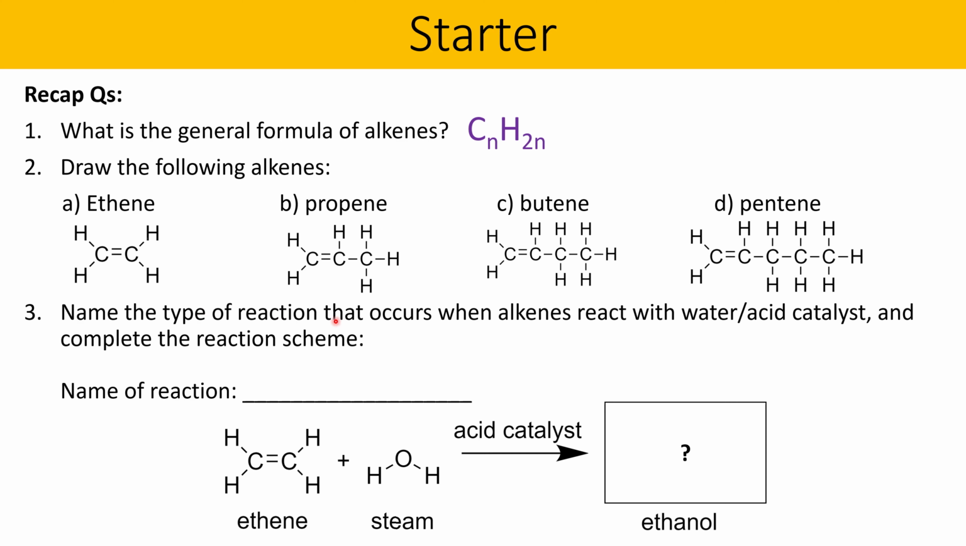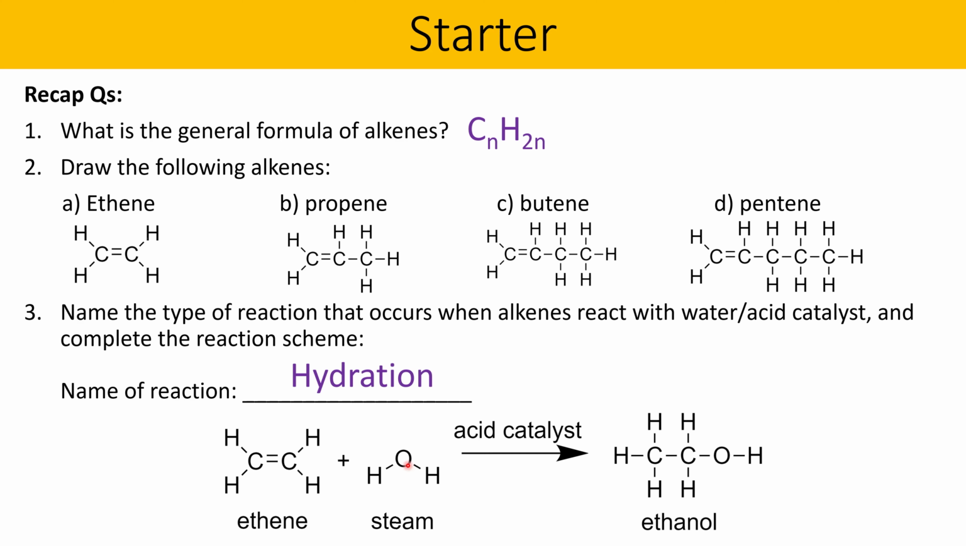Next up, we're asked to name the type of reaction that occurs when alkenes react with water and an acid catalyst, and we're asked to complete the reaction scheme, drawing whatever ethanol is in this box here. When we react an alkene with water in the presence of an acid catalyst, we produce an alcohol, and this type of reaction is called hydration. The product ethanol will look like this.